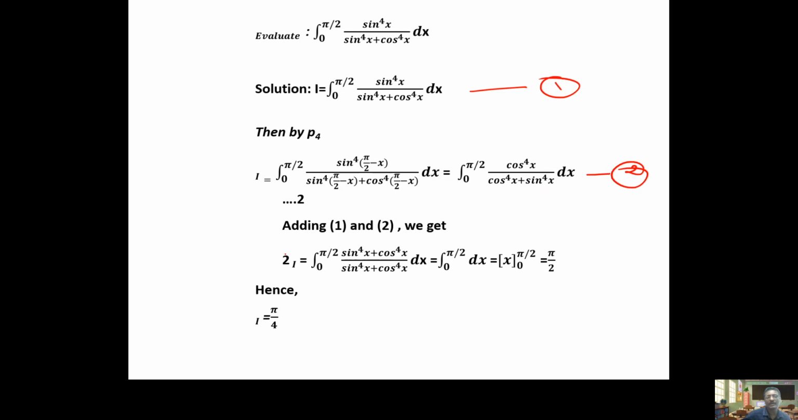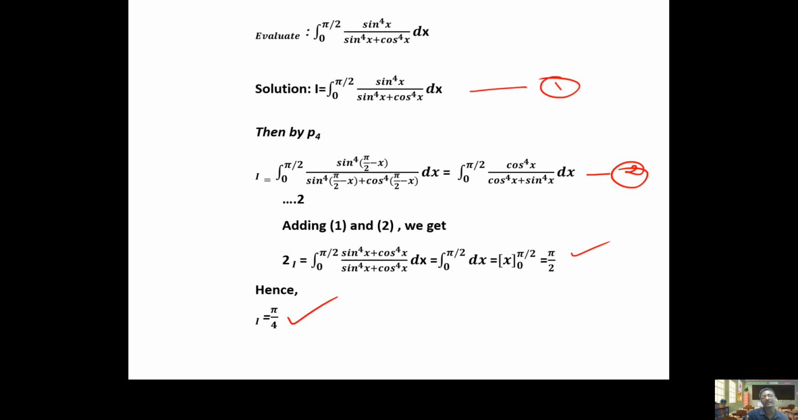Adding 1 and 2, I plus I. This is equation 1, this I plus I, 2I, is equal to integral 0 to pi by 2 of sin^4 x plus cos^4 x divided by sin^4 x plus cos^4 x dx. So equal to integral 0 to pi by 2 dx. Integral of dx is x. So 0 to pi by 2 means pi by 2. So 2I is equal to pi by 2, which means I is equal to pi by 4.